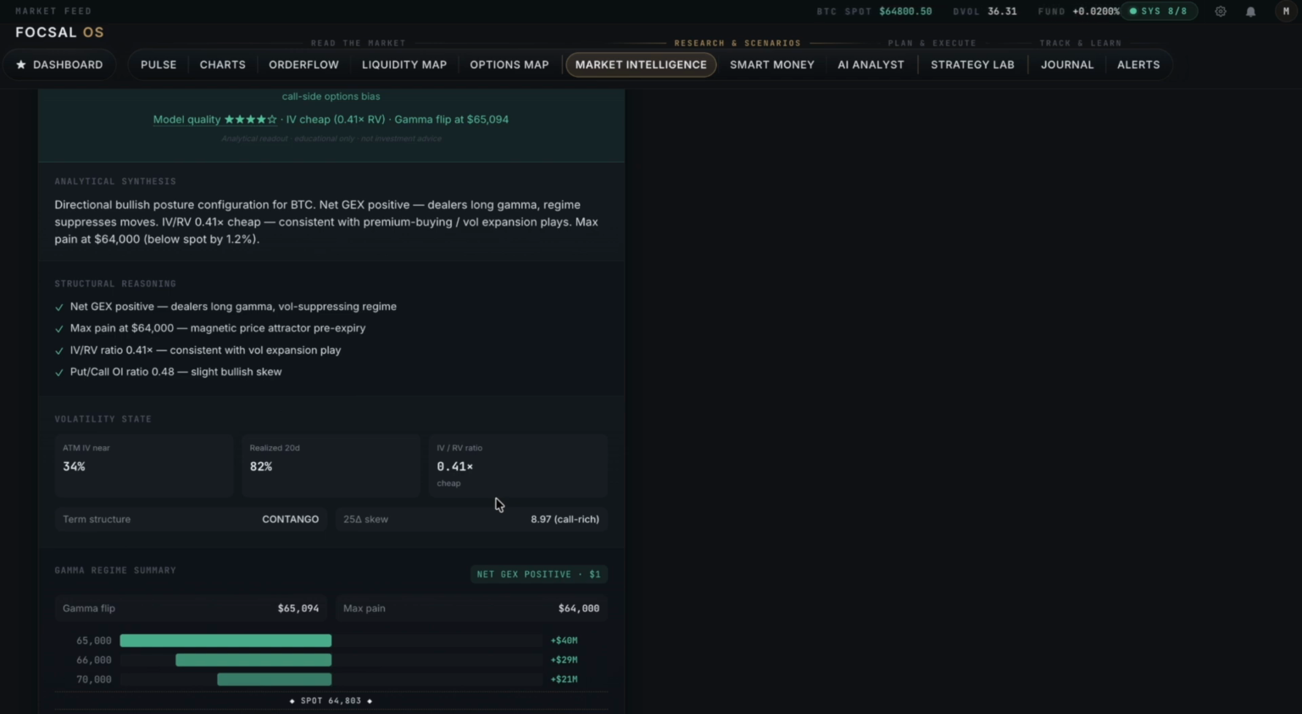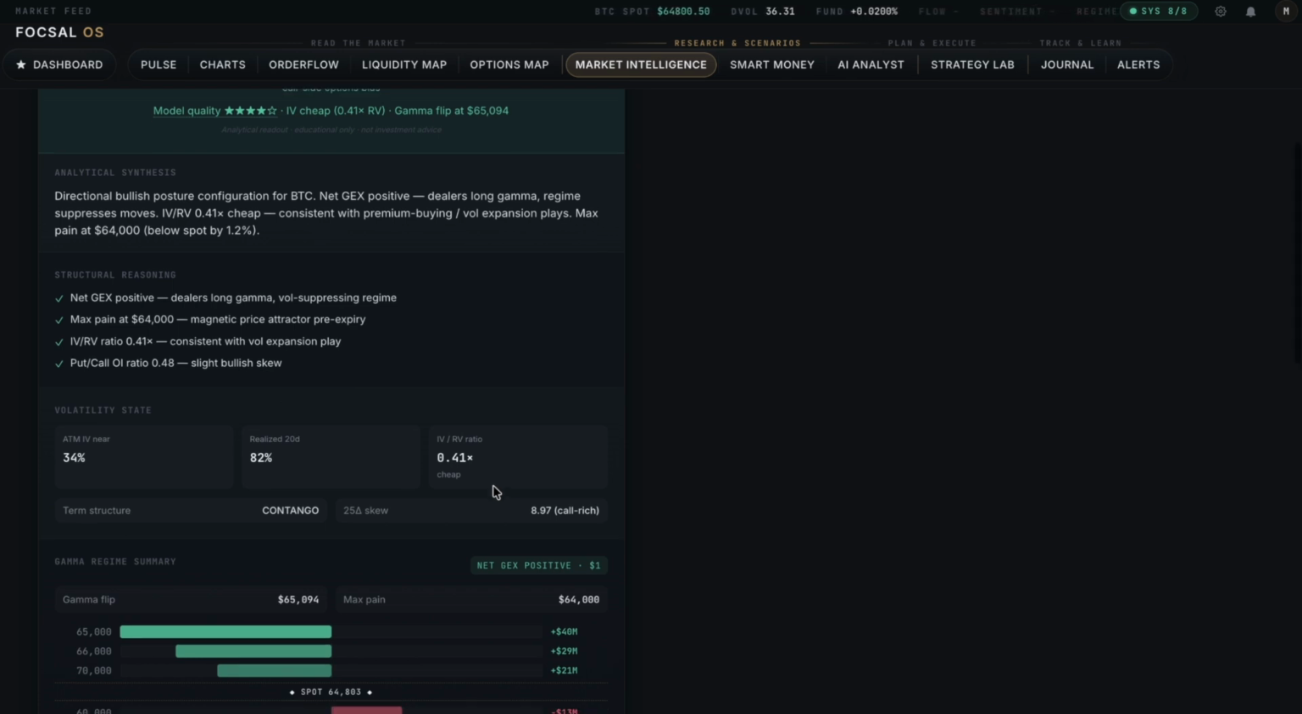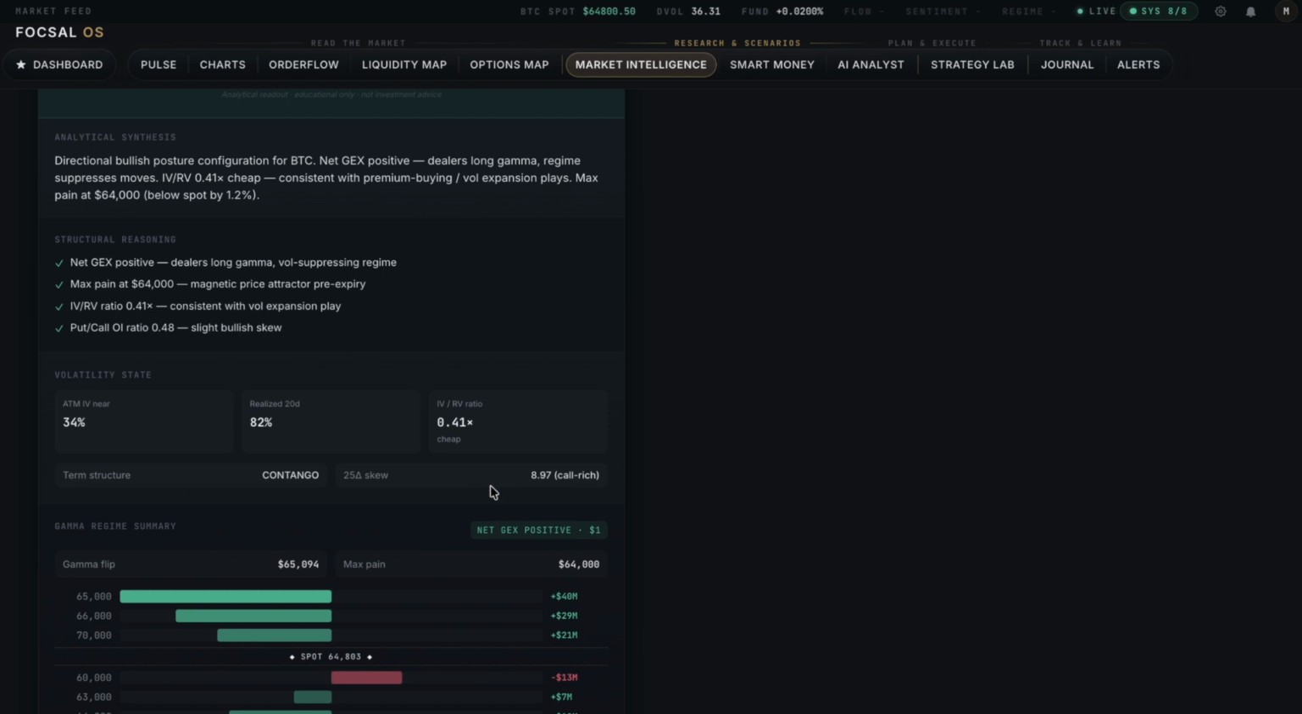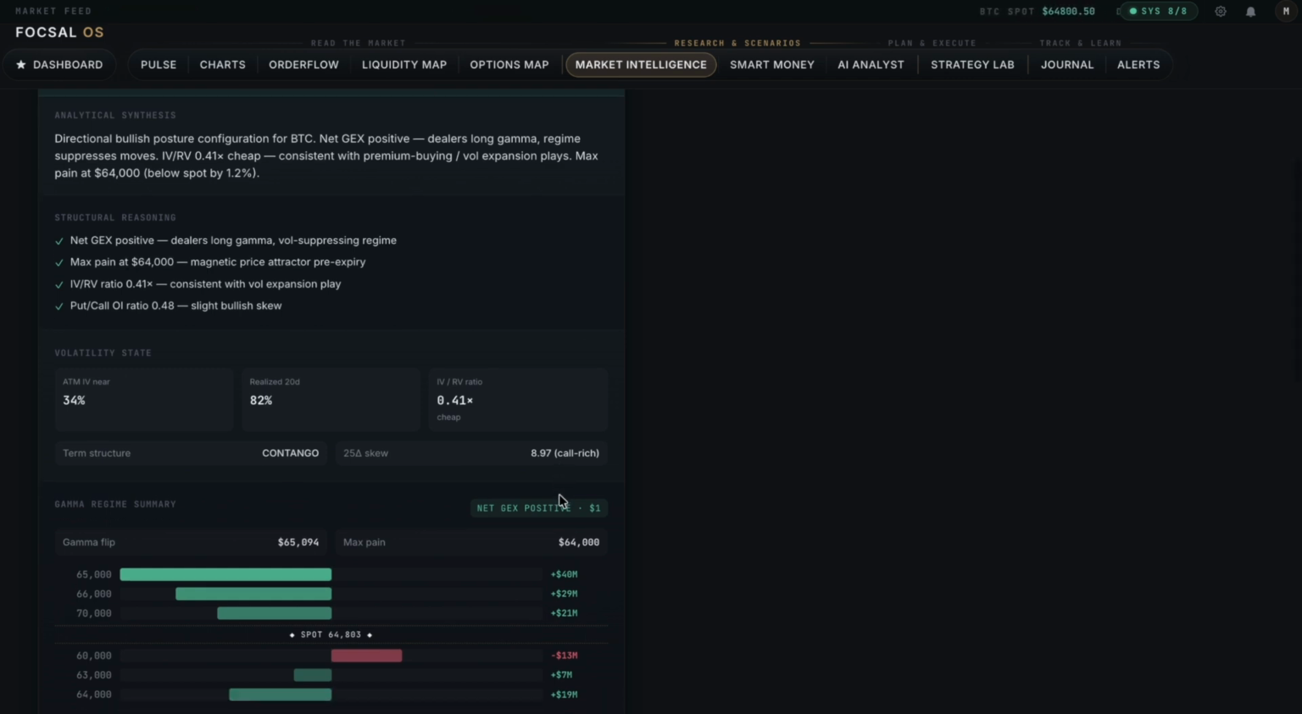Implied volatility, how much movement the market expects. Realized volatility, how much movement actually happened over recent weeks. The model divides one by the other. A result above 1 means the market expects more than it's actually delivering. Options are expensive. Below 1, options are cheap. This is one of the most practical numbers in the entire module because it tells you not where the market is going, but how much you're paying to find out.